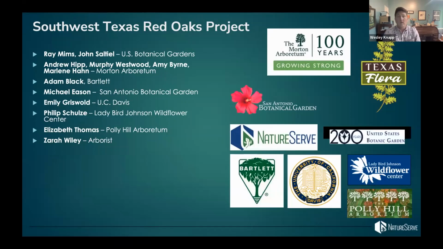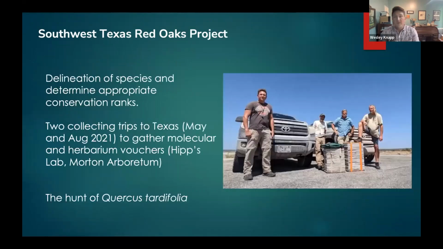I took vacation for 2 weeks, at different times a year, to go explore Southwest Texas. But most recently, we had this big collaborative effort, which involved Adam Black at Bartlett, Michael Houston at San Antonio, Emily Griswold at UC Davis, Philip Schultze at Lady Bird, Elizabeth Thompson at Polly Hill, and Zara Wiley, who's an arborist in California, to go look for one of these single-site endemics, the potentially extinct Quercus tardifolia, because there's real issues of the delineation of some of these species in Southwest Texas, and knowing what the entities are is the basic question. What is it? If you don't know what it is, you can't determine where it is and how it's doing.